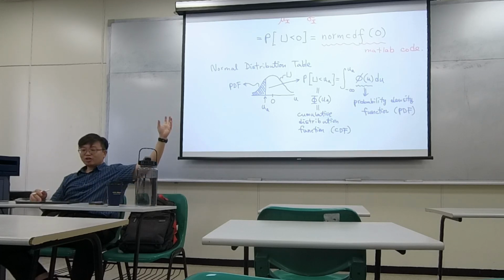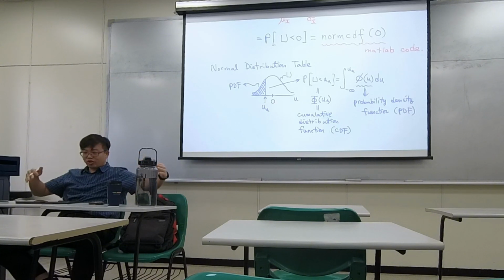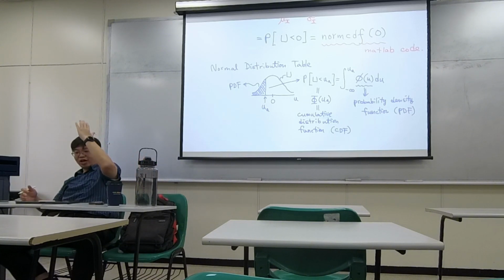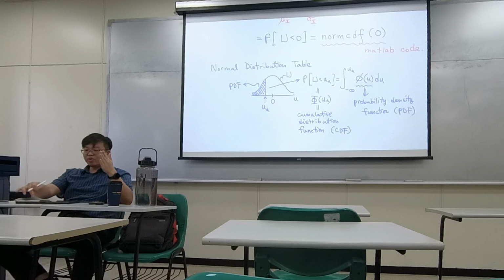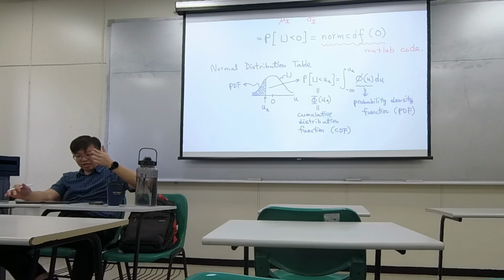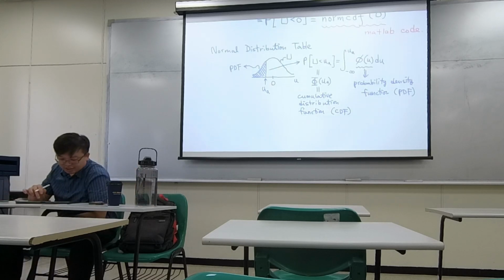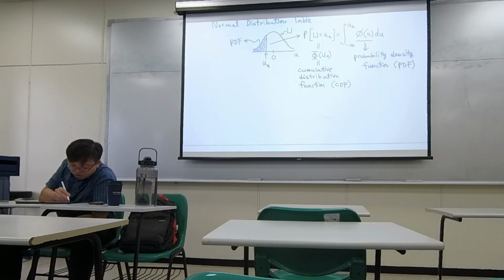So in MATLAB, norm CDF means you are computing the CDF of a standard normal distribution, having an integral from negative infinity to a certain point. And the input for MATLAB right now is 0 on the top, but actually it's the position of UA. Okay, and in the normal distribution table, usually it looks like this. Here is they usually do this.